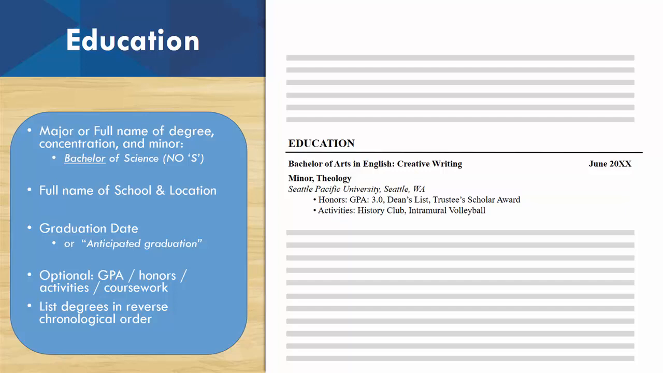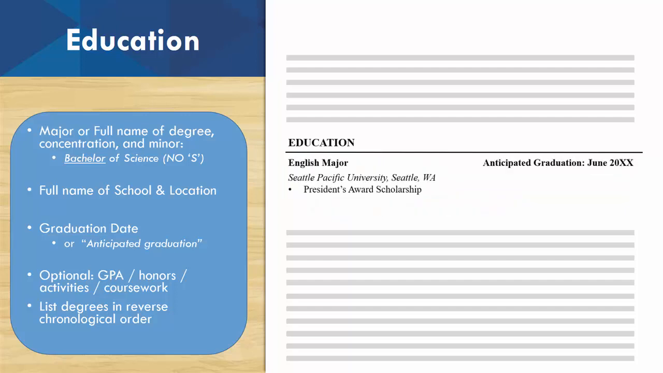Here is an example of someone who has been in college for a few years. The student chose to include some of their academic accomplishments and their on-campus involvement. And here's an example of a first-year student. They listed their intended major and anticipated graduation date, and will certainly add more information once they become more involved at school.